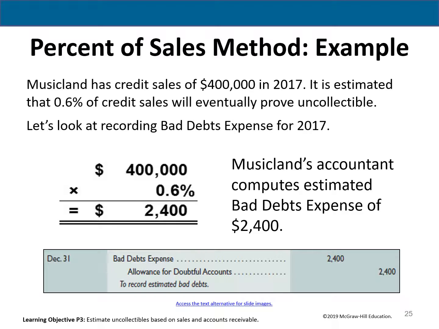So take a look. Musicland has credit sales of $400,000 in 2017. It is estimated that 0.6%, so that's 0.006, of credit sales will eventually prove uncollectible. So they'll take the 400,000 of credit sales times 0.6%. So they determine $2,400 is their estimate of future bad debts. They debit bad debt expense on December 31st, 2017, credit the allowance for doubtful accounts. Like I said, it's pretty straightforward. You're going to take your credit sales times the percentage, so you would be given this in all your homework and on the tests, and then debit bad debt expense for that result, increase your allowance for doubtful accounts.